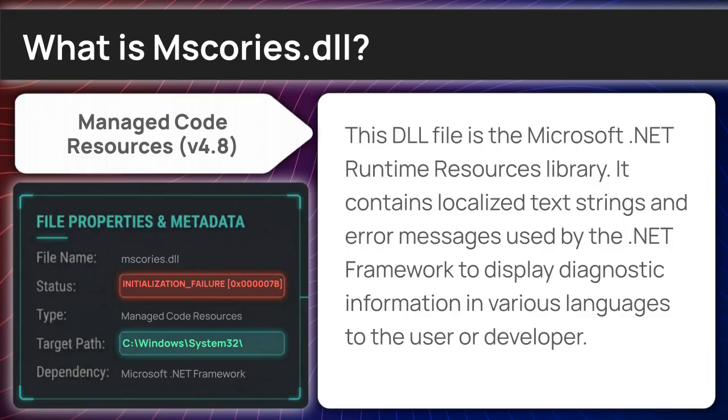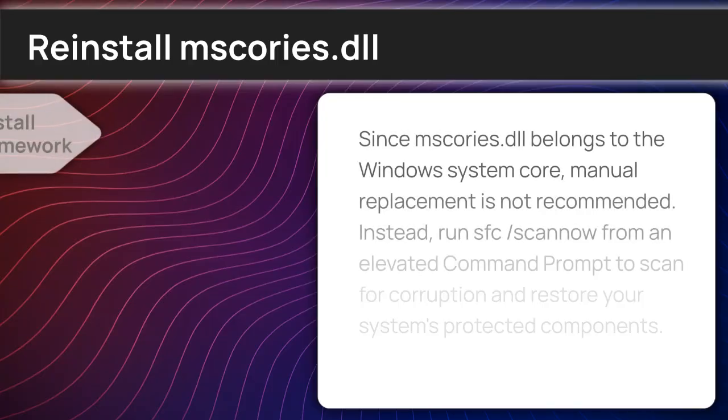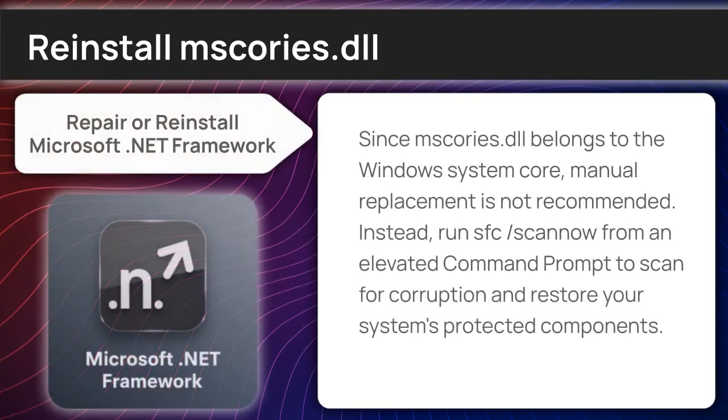Since we've identified what's missing, let's try the official recovery method. The mscorie.dll belongs to the Windows system core, running sfc /scannow from an elevated command prompt will scan for corruption and replace missing or damaged versions automatically.